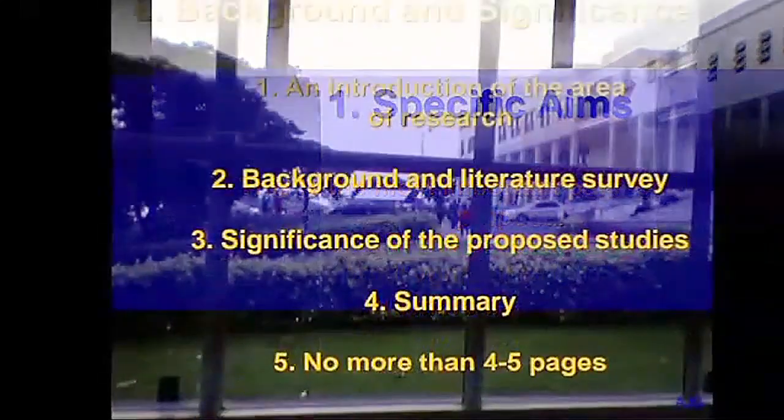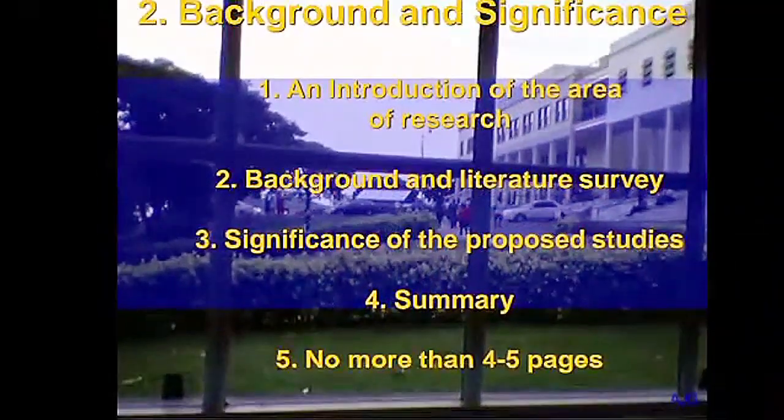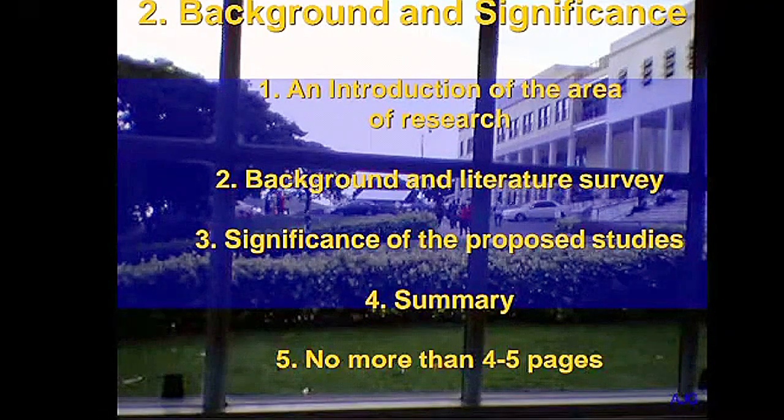The second section of the grant proposal is background and significance. And this should include an introduction to the general area of research you are addressing. It should also include a survey of the latest and most recent literature and background in that specific area.